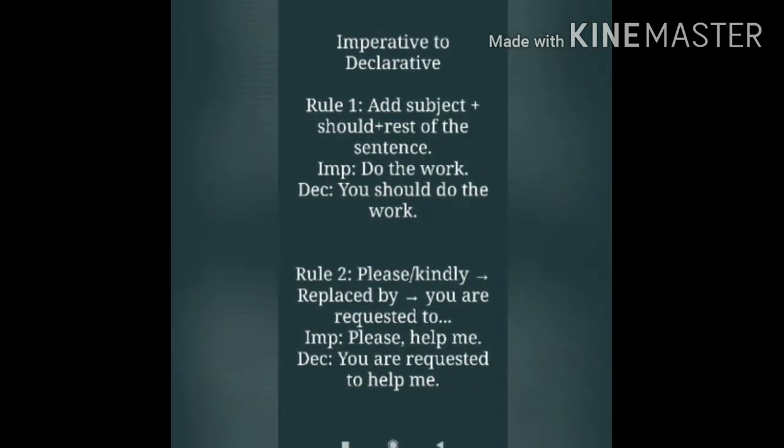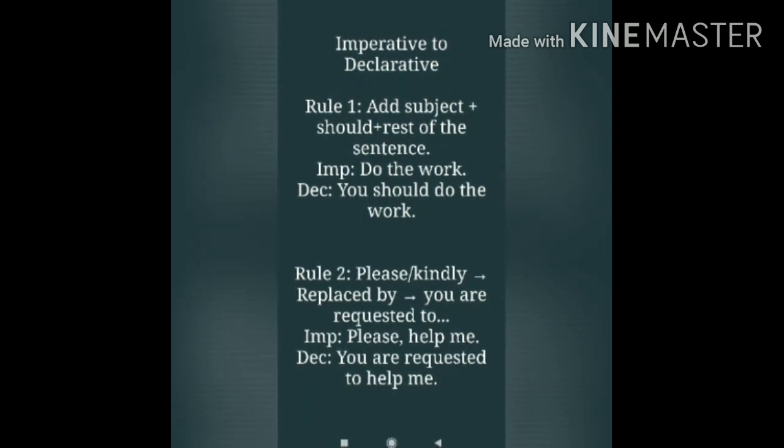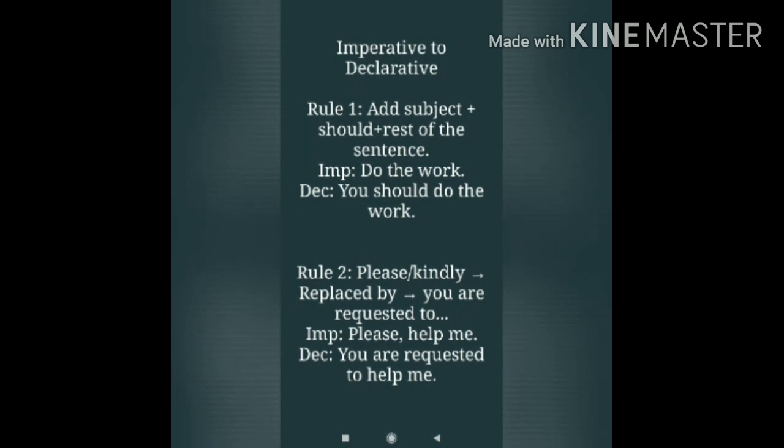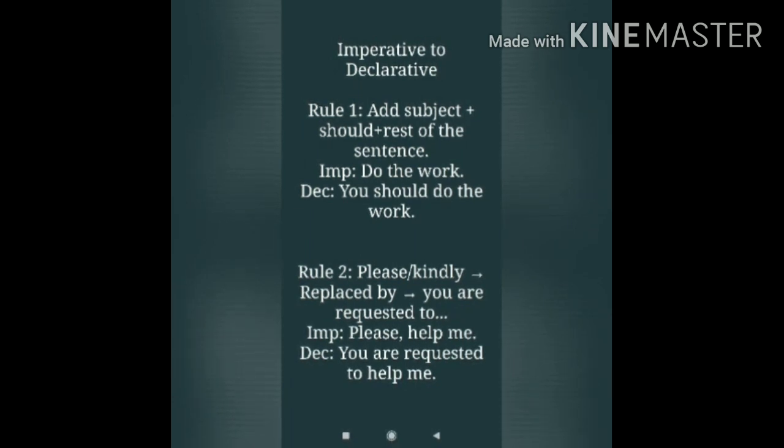As the example is written there, do the work. So the subject is implied here. You do the work. So for changing it to declarative, we are adding you, should, plus the rest of the part of the sentence. So it's becoming you should do the work.